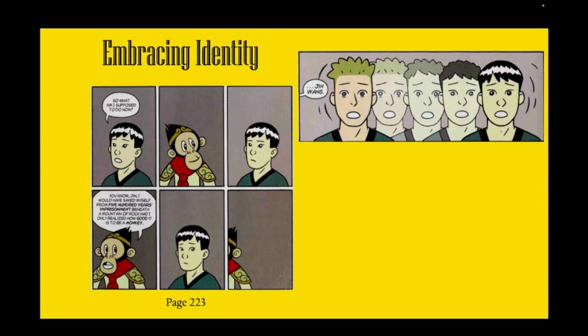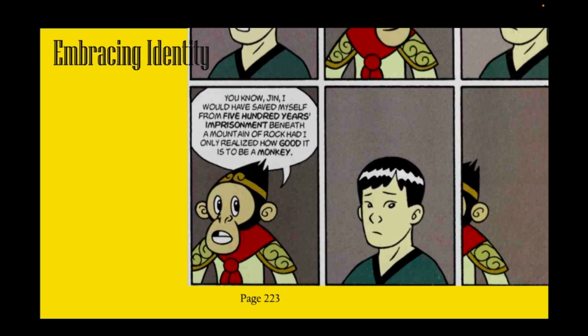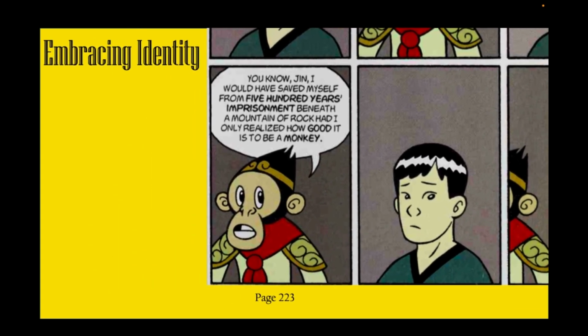Jin's journey towards accepting his true identity reaches a turning point on page 214, when he transforms from his alter ego Danny back to his authentic self, with the Monkey King's guidance. On page 223, the Monkey King says, "You know, Jin, I would have saved myself from 500 years imprisonment beneath a mountain of rock had I only realized how good it is just to be a monkey."